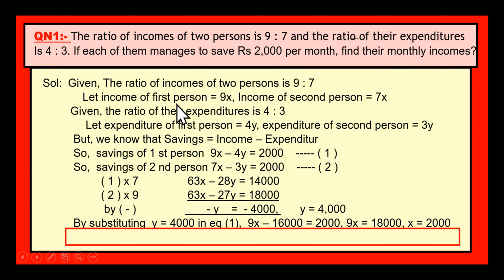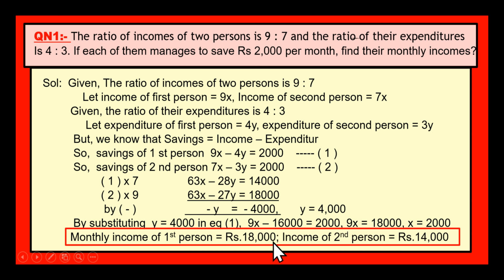If you observe, the monthly income of the first person is 9x. 9 into 2000 is 18,000. And the income of the second person is 7x, that is 7 into 2000 is 14,000 rupees. Is it clear, students? Very good.